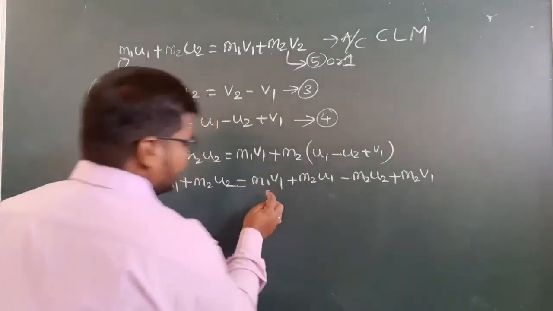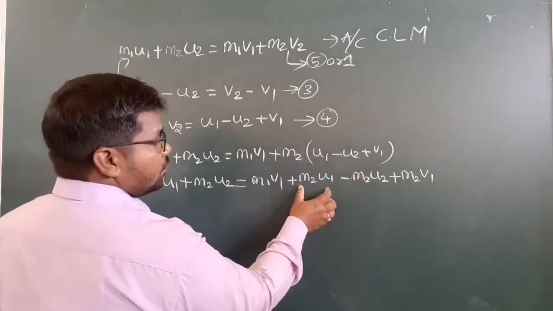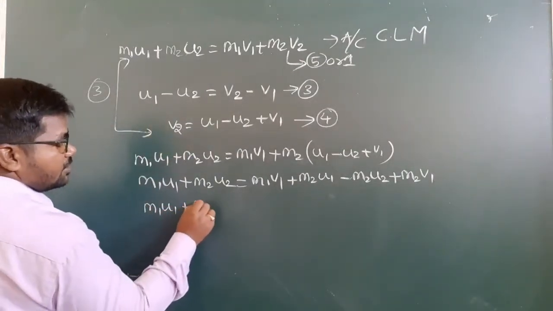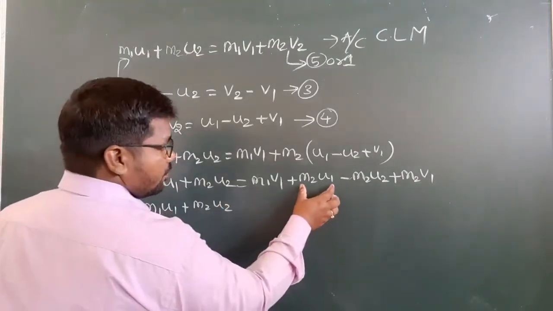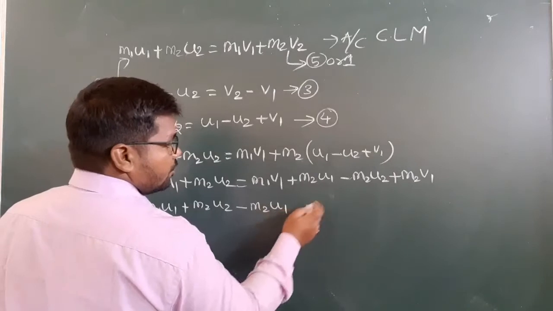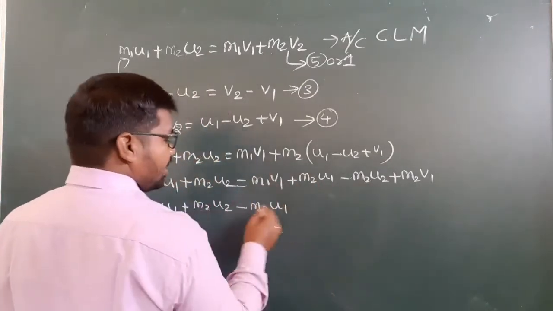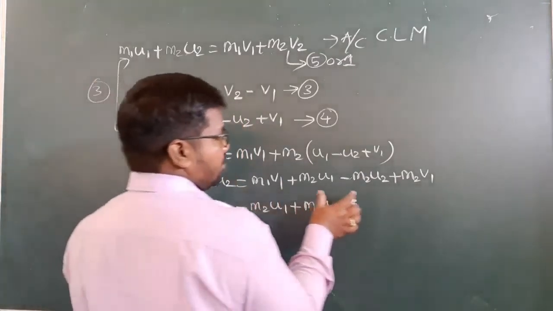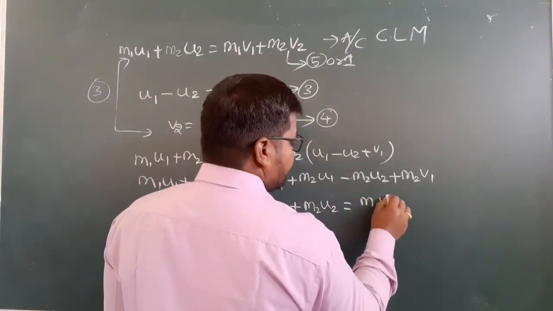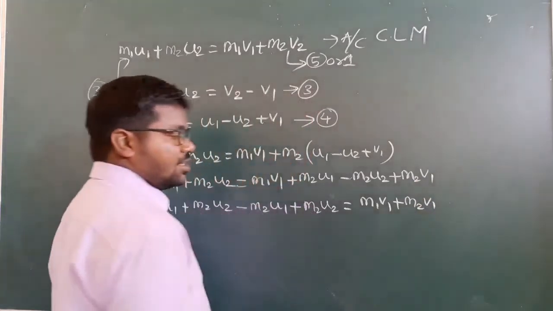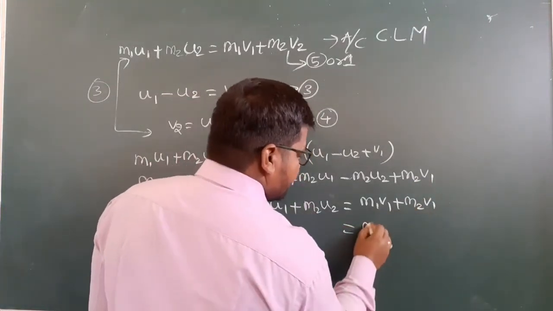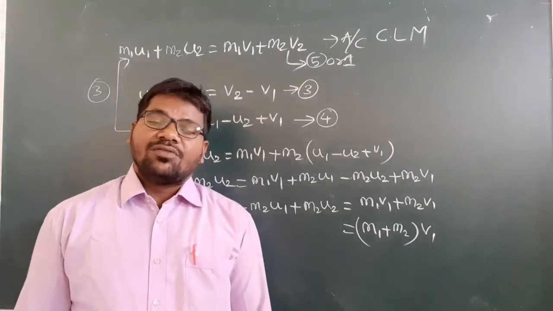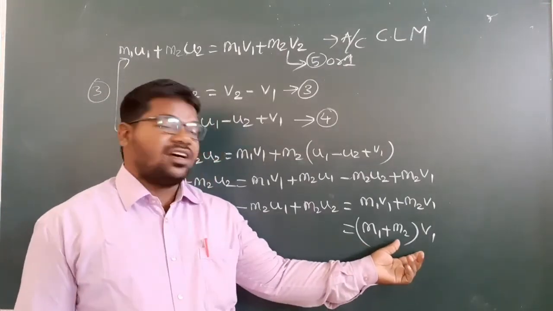All v1 terms we can separate to one side. m2 u1 minus m2 u2 we can send to the other side, so the minus value becomes plus: m1 u1 minus m2 u1 plus m2 u2 plus m2 u2 is equal to m1 v1 plus m2 v1. v1 is common: m1 plus m2 into v1. What is v1, my children? The final velocity of the first body.